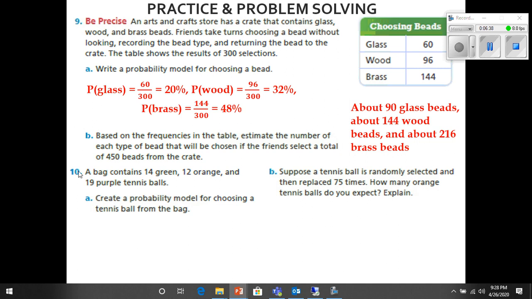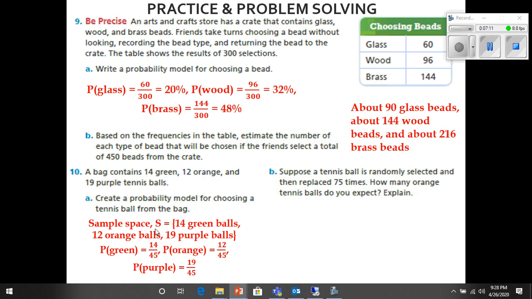Let's see. Number 10, a bag contains 14 green, 12 orange, and 19 purple tennis balls. It says, create a probability model for choosing a tennis ball from the bag. Does it say a color? Let's see. Create a probability model for choosing a tennis ball. Well, all of them are tennis balls, so that's 100% chance, I would say, right?